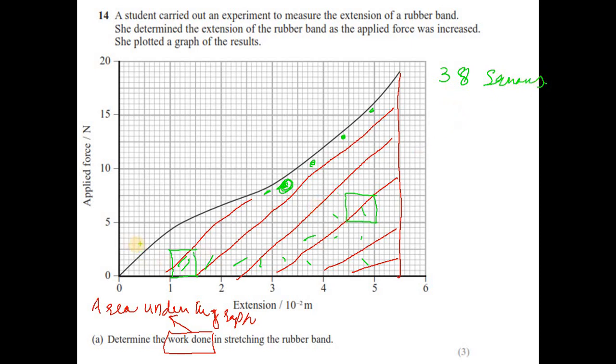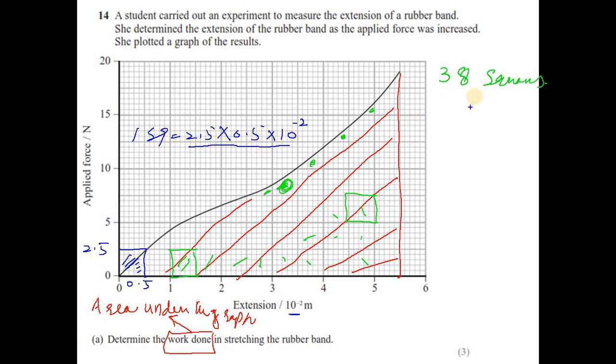And then you need to find the area of one square, and you can easily find the area of this square. Area of this square, you can do length into breadth. So this is 2.5 Newton and this is 0.5. So the area of one square is 2.5 into 0.5, but don't forget into 10 to the power minus 2. This is the area of one square, and you have a total of 38 squares.